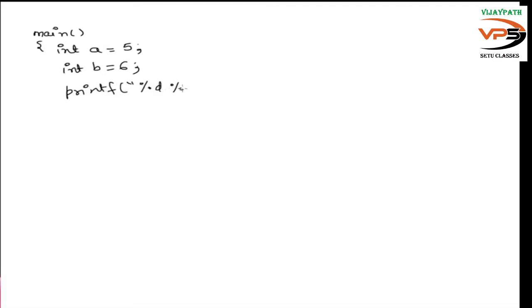Let us suppose we are having this program: main, int a is equal to 5, int b is equal to 6, and then I have a printf statement, printf %d, comma a double equals b, a less than b, and a greater than b. So let us suppose we are having this simple program.